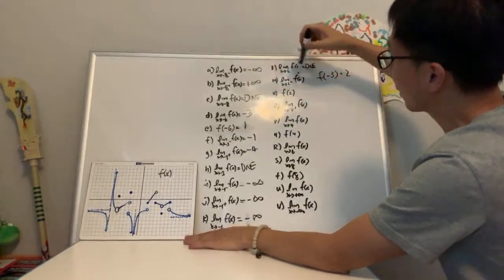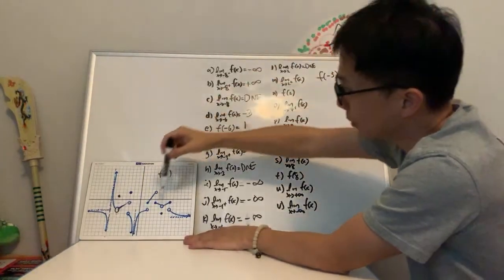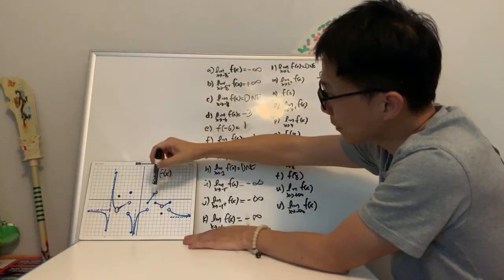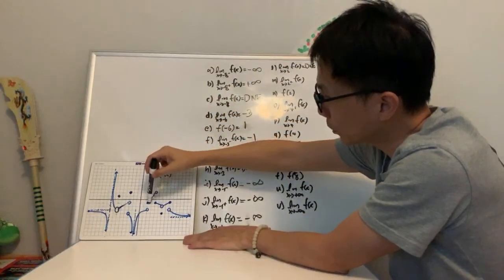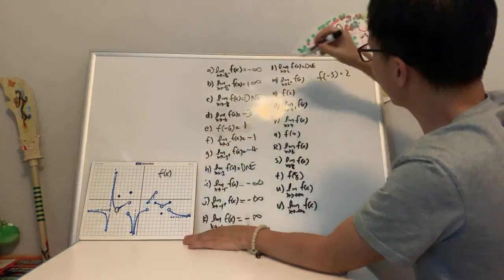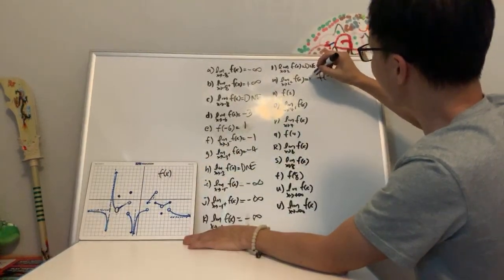So now I'm going to reach 2 from the positive side. So this is 2. From the positive side, that means I'm going from here toward 2. In this case, it's going to be -1. So my answer is going to be -1.